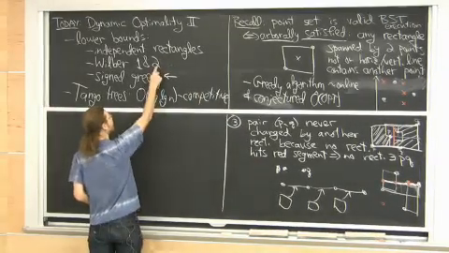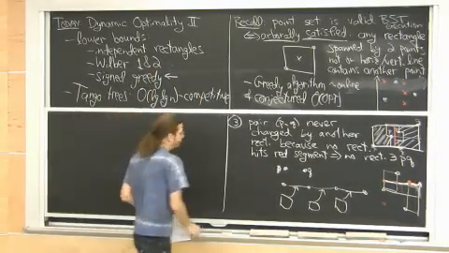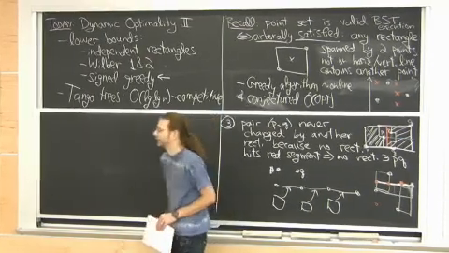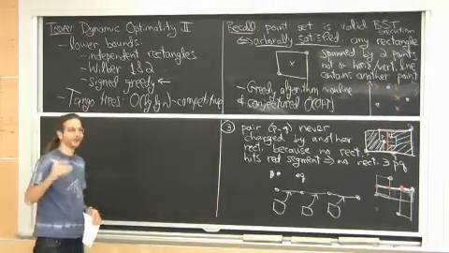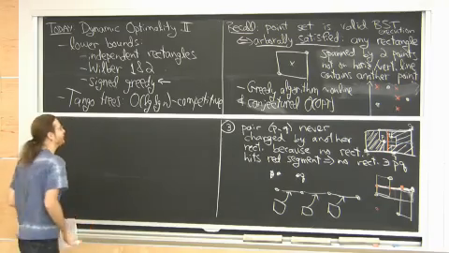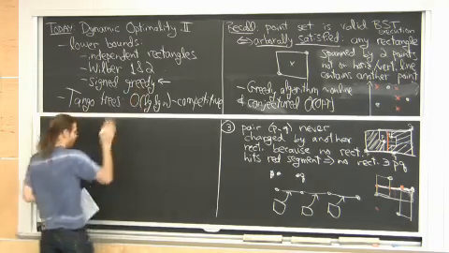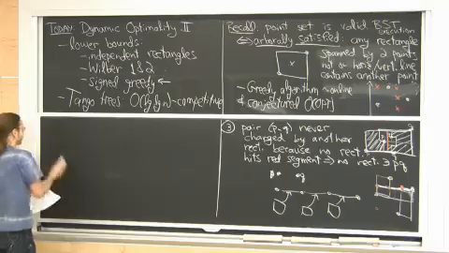Let's start actually with Wilber 2. It's called Wilber 2 because it was in a paper by Wilber, and I think he called it lower bound number 1 and lower bound number 2. But for pragmatic reasons, I'm going to start with number 2.